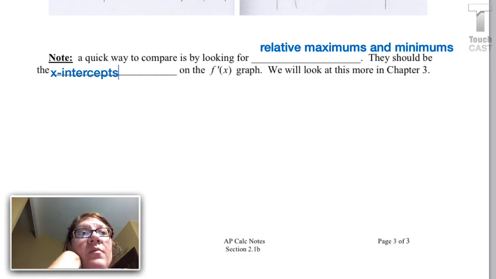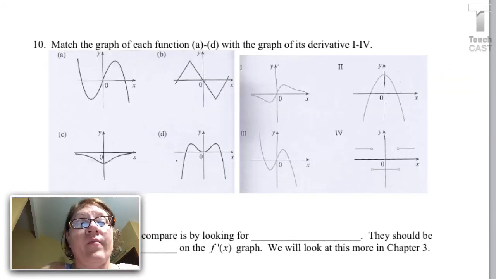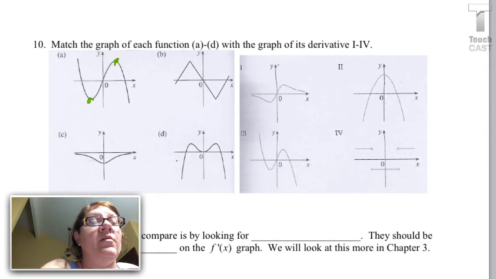And so last but not least, a quick way to compare the two graphs is to look for the relative maximums and minimums on my f of x graph. Because they should be the x-intercepts on f prime. So let's scoot back up and take a look at that. So on graph A, if I look at the minimum and the maximum, those should be the zeros, or the x-intercepts on the derivative graph.